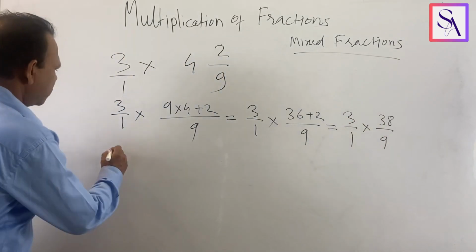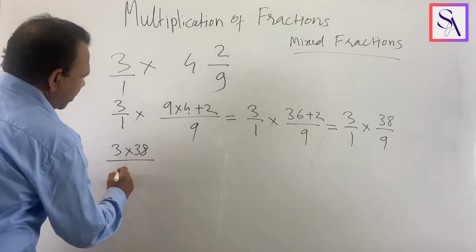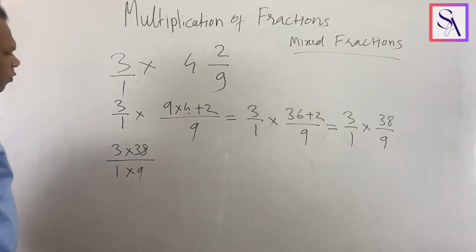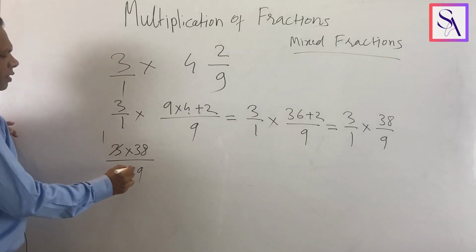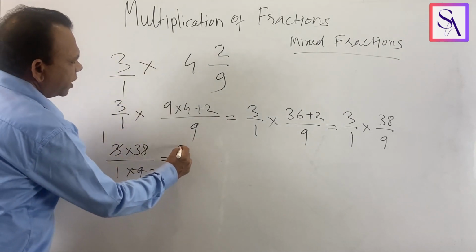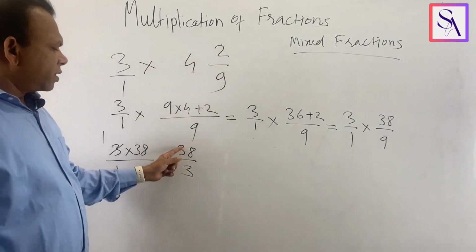So 3 into 38 divided by 1 into 9. Before that, if you can cut something, you can do it. So 3 1s are 3, 3 3s are 9. So 38 by 3 is our answer. So now you got 38 by 3.